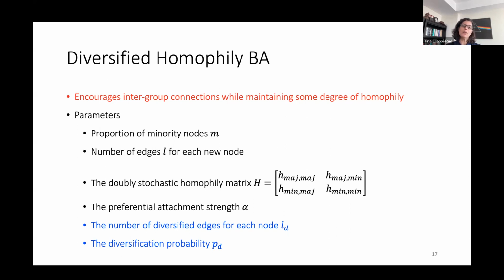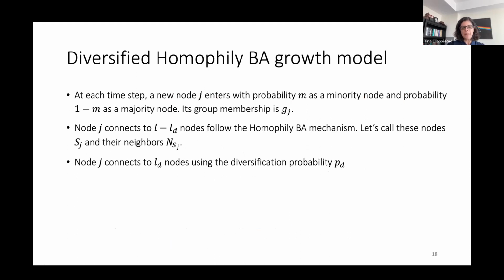So here you will have even more parameters for the model. In addition to the proportion of the minority nodes, the number of edges that a new node gets, the homophily matrix and the preferential attachment, you also have to specify the number of diversified edges for every node, and the diversification probability. So here at each time step, a new node will come in, again a minority node with probability M, and a majority node with probability 1 minus M, which defines its group membership.